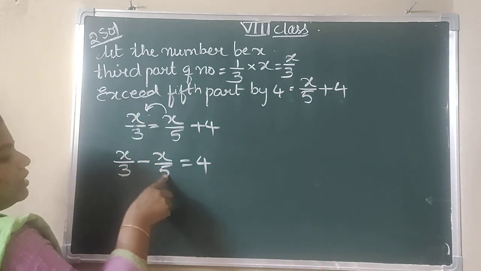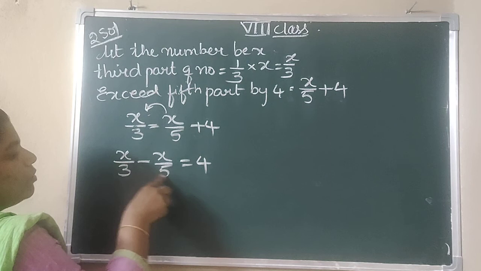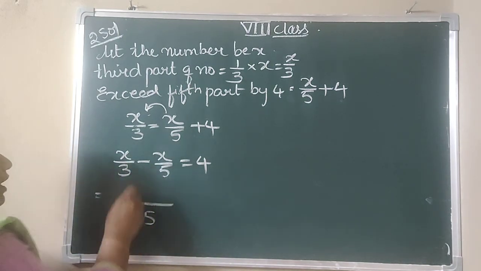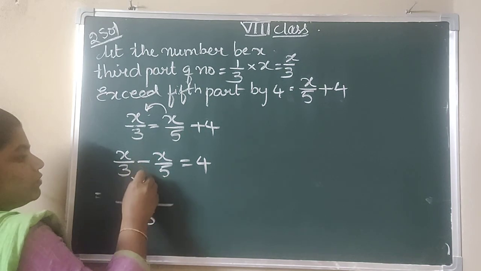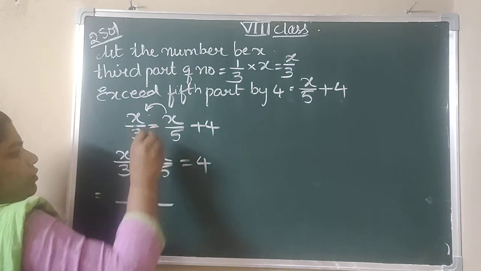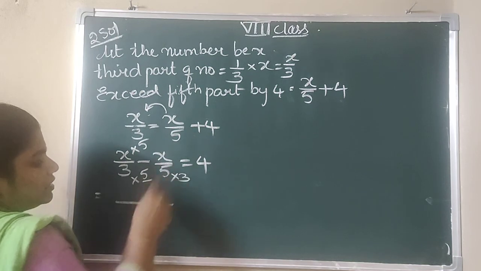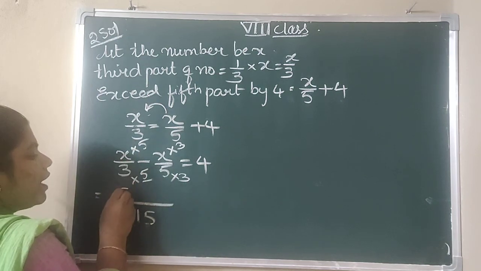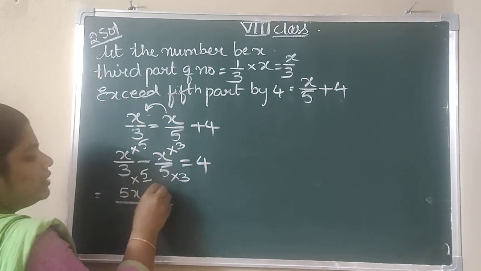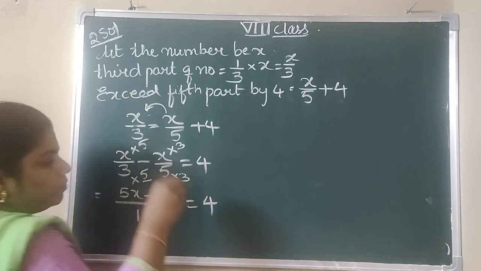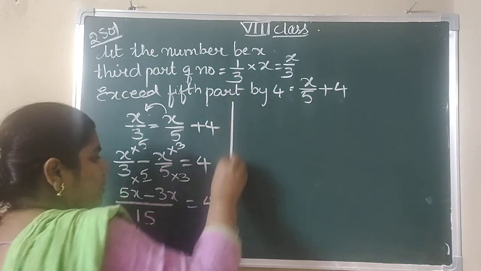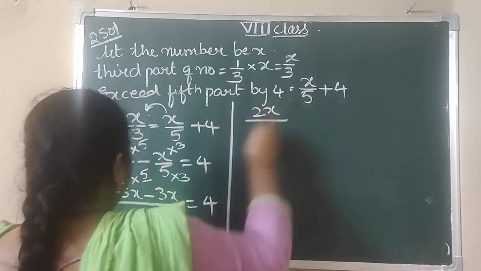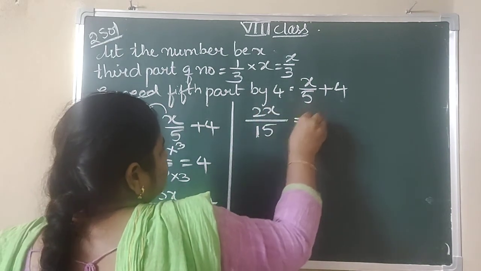Now we have to take the LCM of 3 and 5. What is the LCM of 3 and 5? The LCM of 3 and 5 will be 15. For 3, how much will you multiply to get 15? That is 5 times. Into 5, and in the same way 5 3s are 15, so into 3. So 5 into x is 5x minus 3 into x is 3x is equal to 4. Now subtract the values. 5x minus 3x will be 2x by 15 is equal to 4.